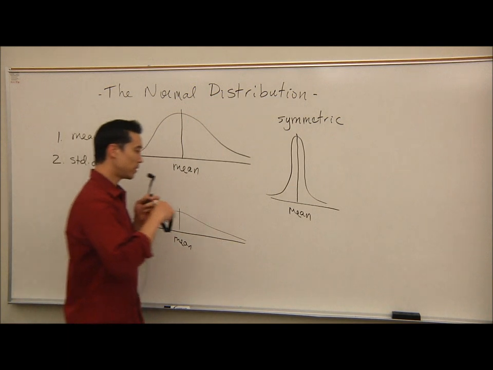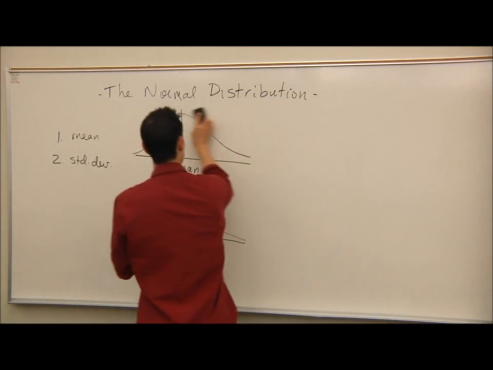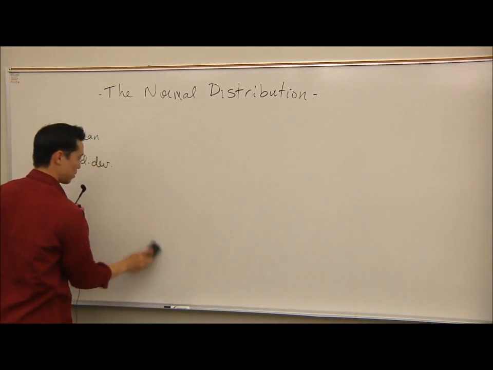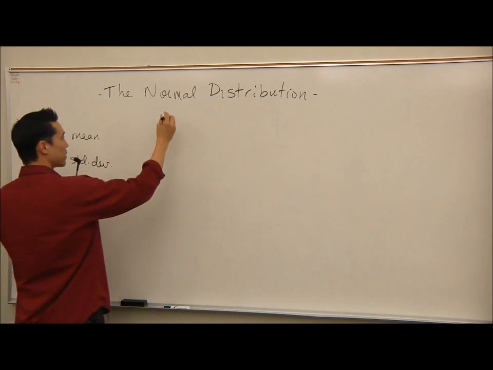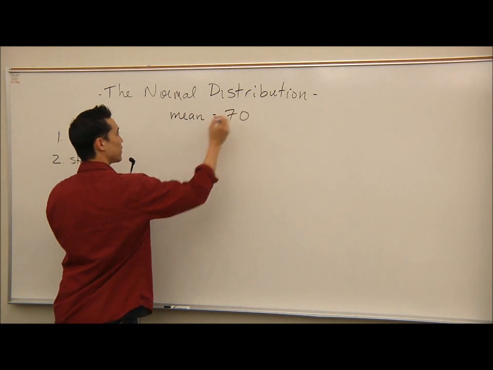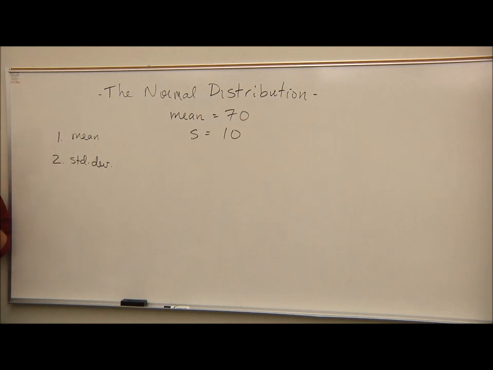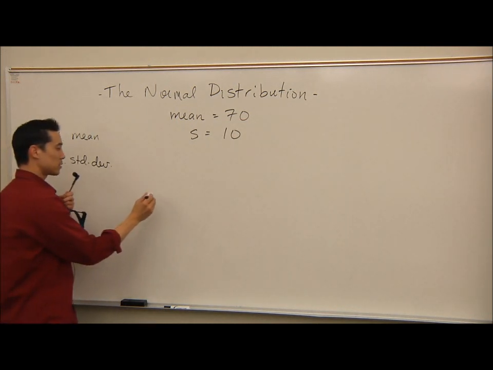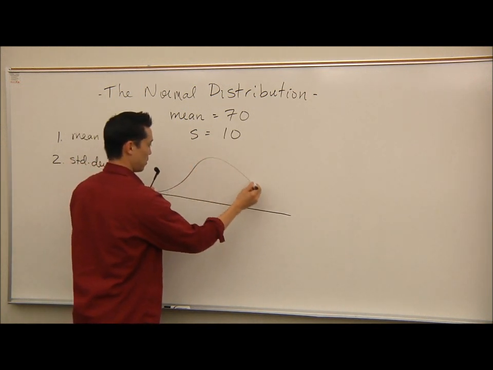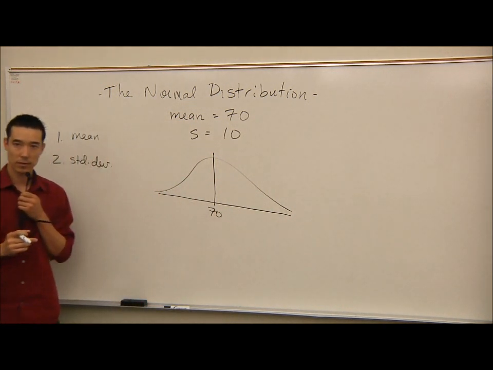Okay, let's do an example. Let's say we have a test and it's normal. Something like, let's say the mean of our test is 70. Let's make it really nice. And the standard deviation is 10. Okay? So let's just draw out this normal curve. So I'm going to draw it out. If the mean is 70, 70 is right in the middle. That's what I have so far. Okay?